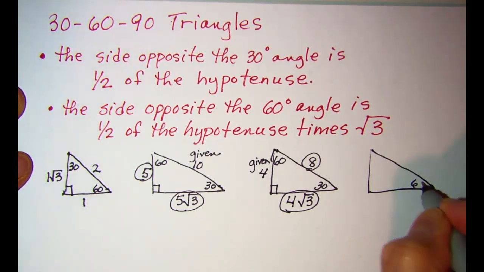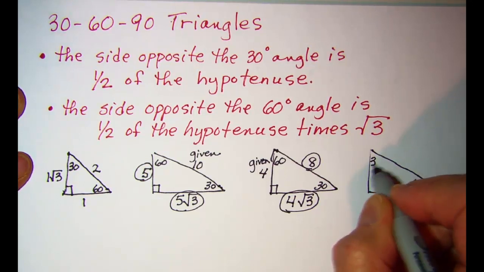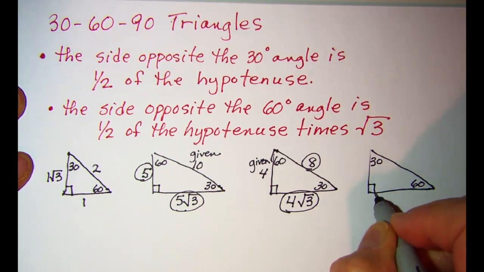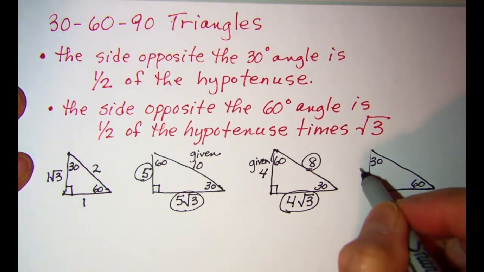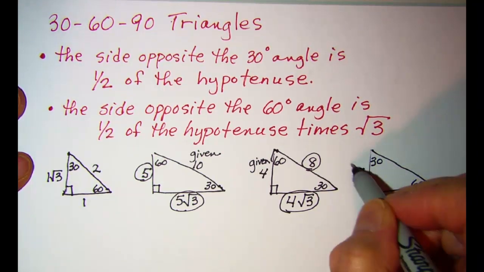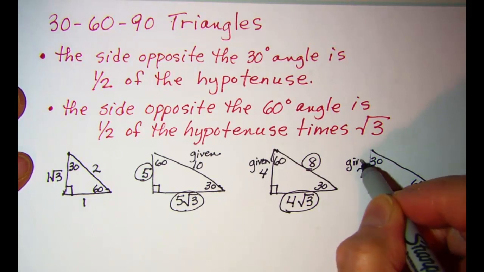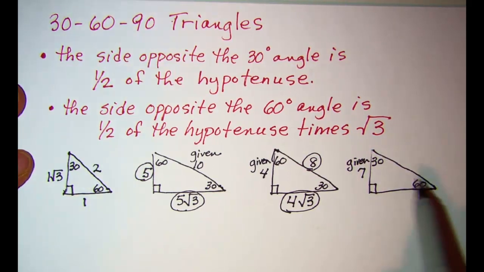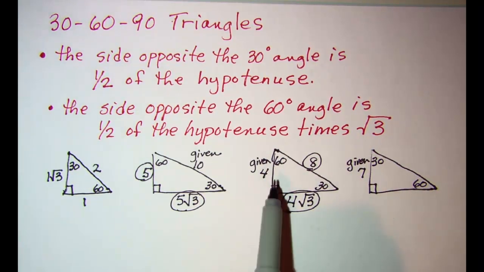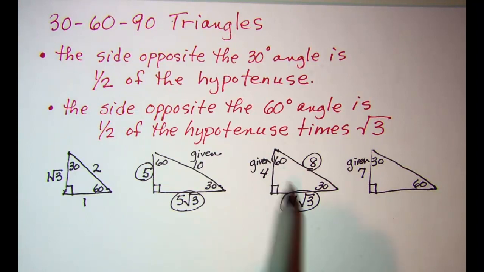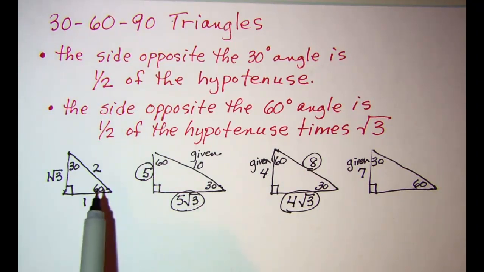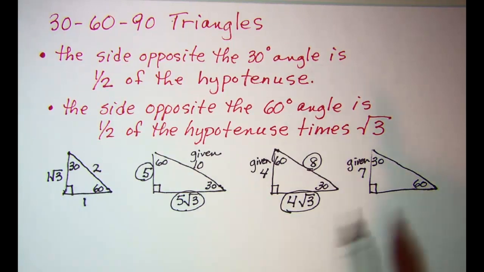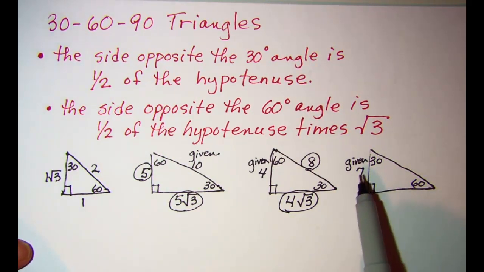Say this is my 60. And let's say my side opposite my 60 is 7. Now, on all of these problems, I had the square root of 3 visible on my side opposite my 60, but it doesn't have to be.